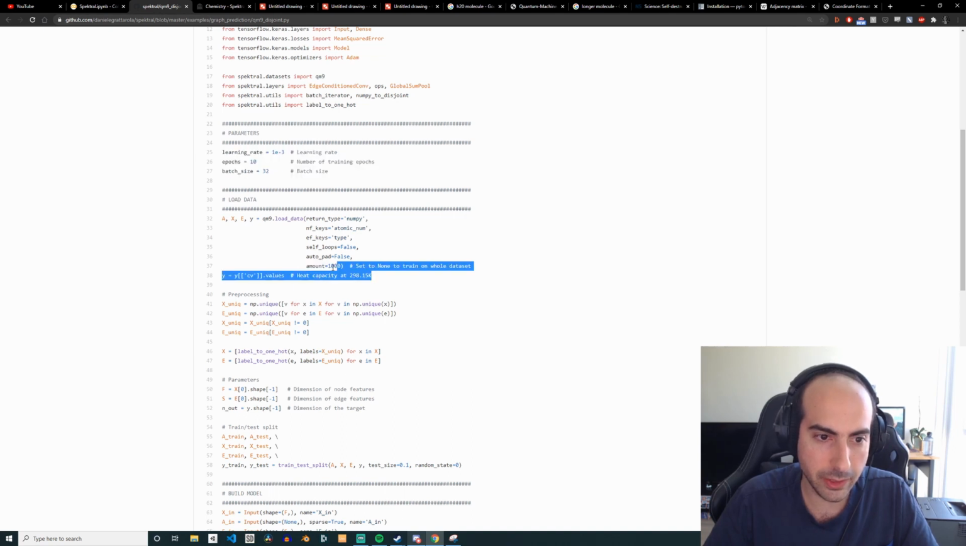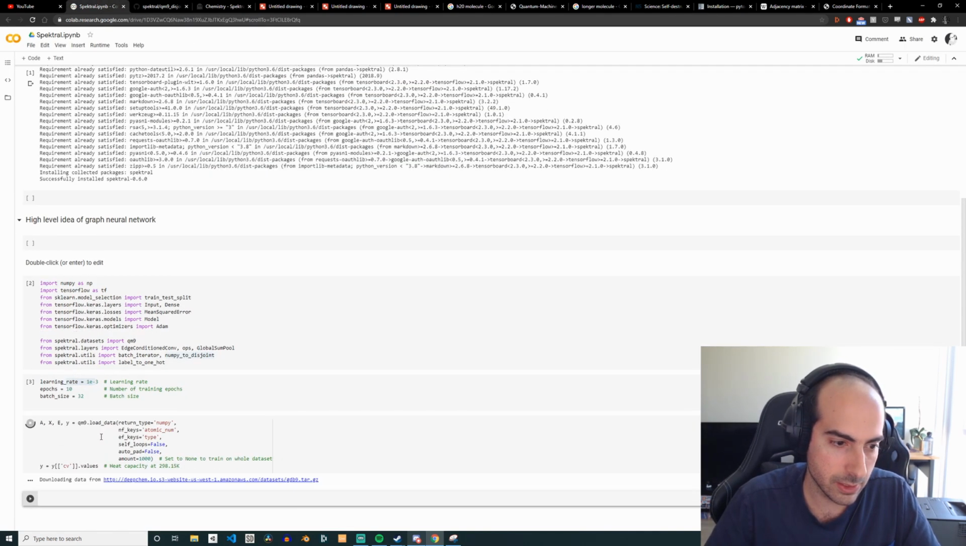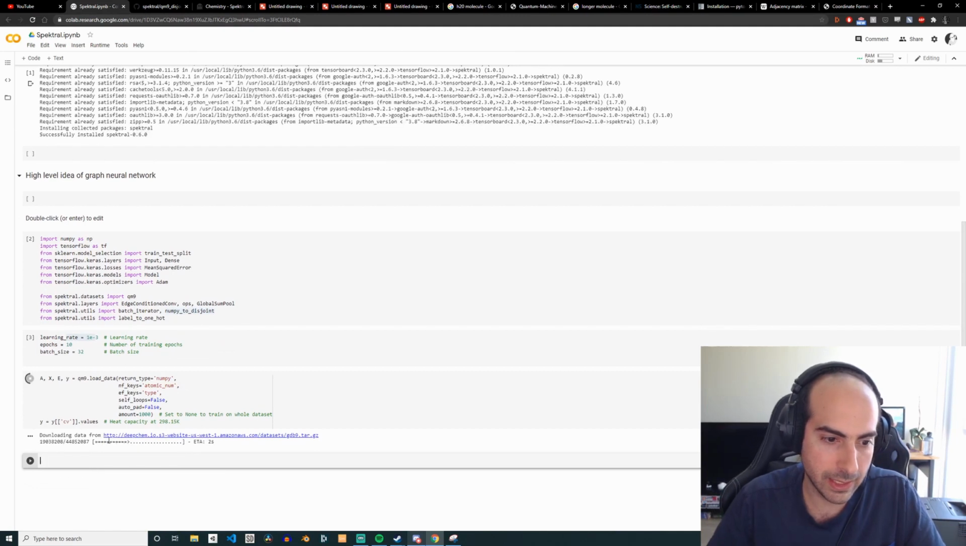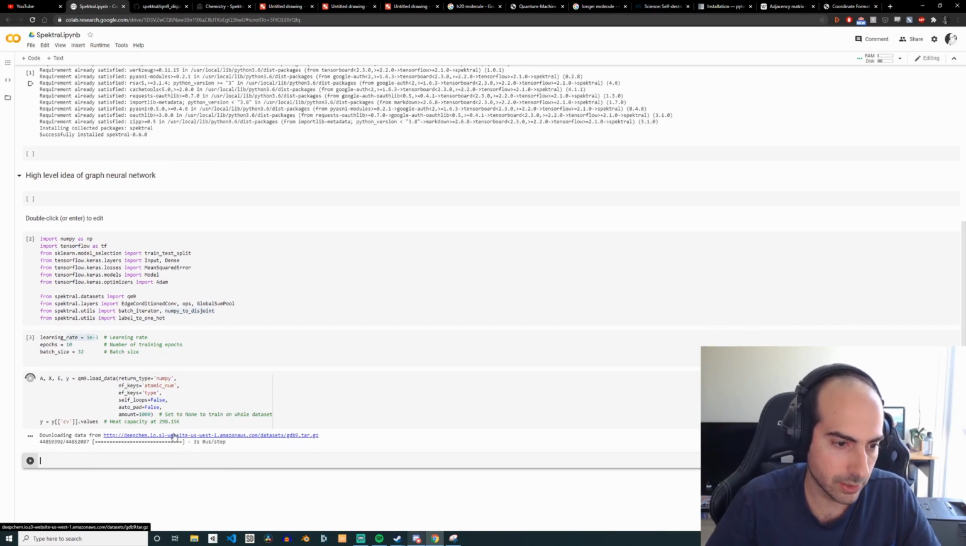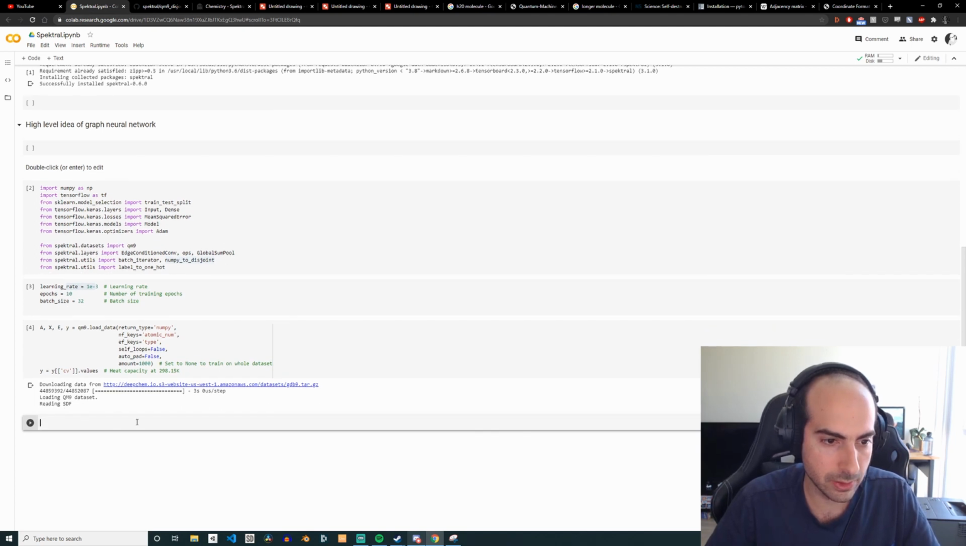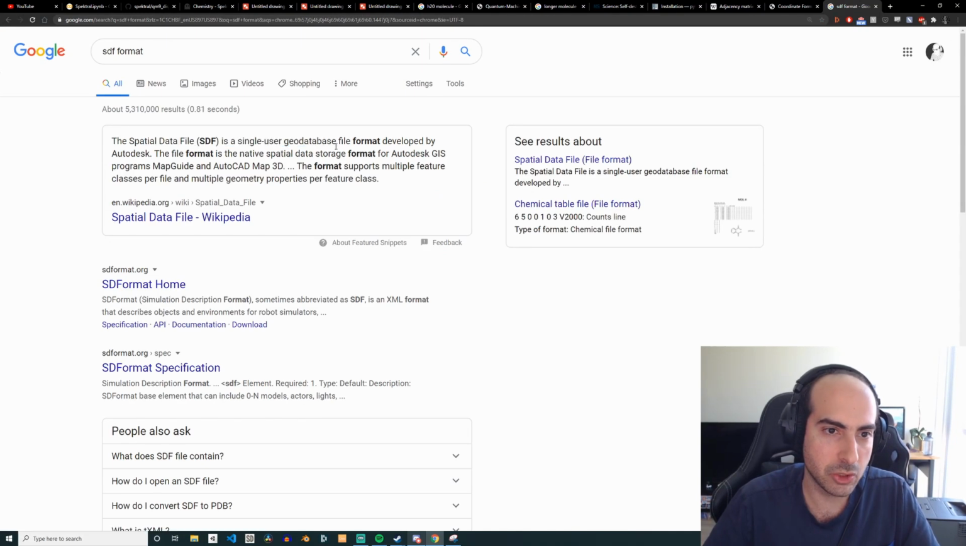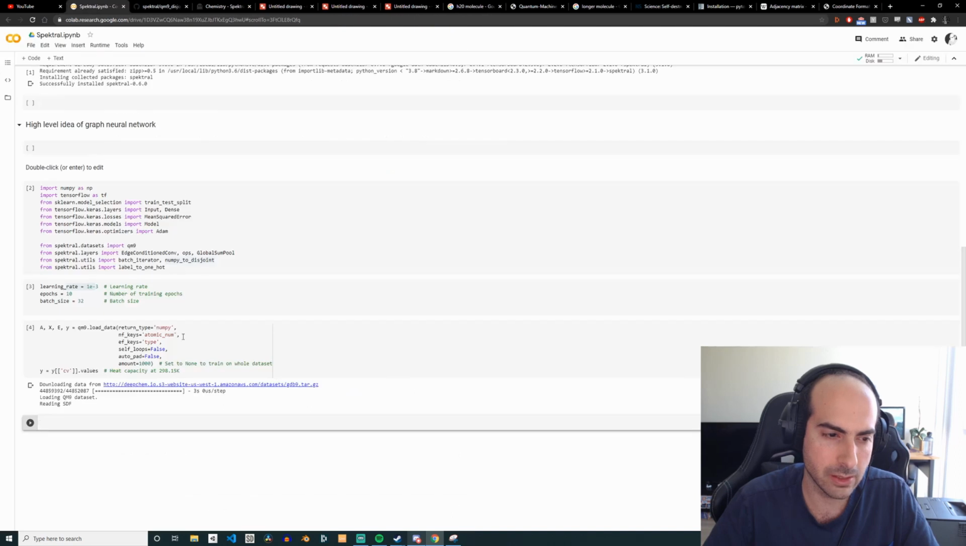Now the first thing we're going to do here is create our input data and our output data. So first off, it's going to be downloading the QM9 dataset, and it looks like it's downloading it from the DeepChem AWS server. It's reading the SDF format. So let's double check what the SDF format is. The spatial data file, so it's a single-user geodatabase file by Autodesk. Oh, interesting. Okay, this is done.